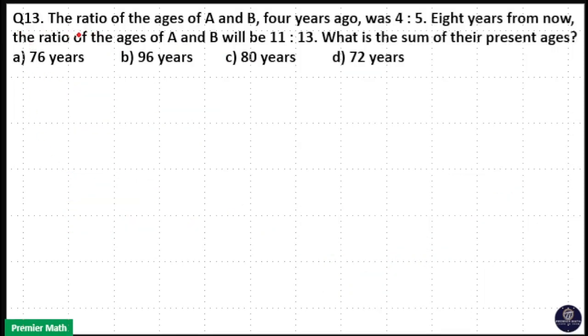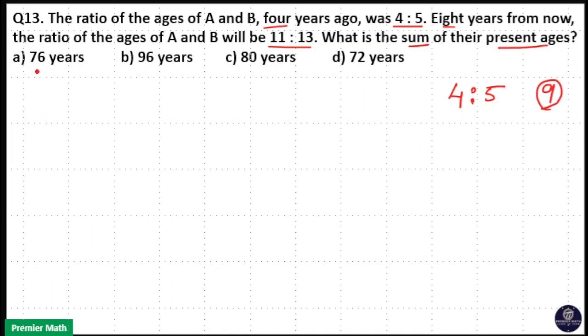Next is question number 13. The ratio of ages of A and B 4 years ago was 4:5. 8 years from now, the ratio of ages of A and B will be 11:13. What is the sum of their present ages? So 4 years ago, the ratio of ages of A and B was 4:5. That means 4 years ago, their sum was divisible by 4 plus 5, that is 9.